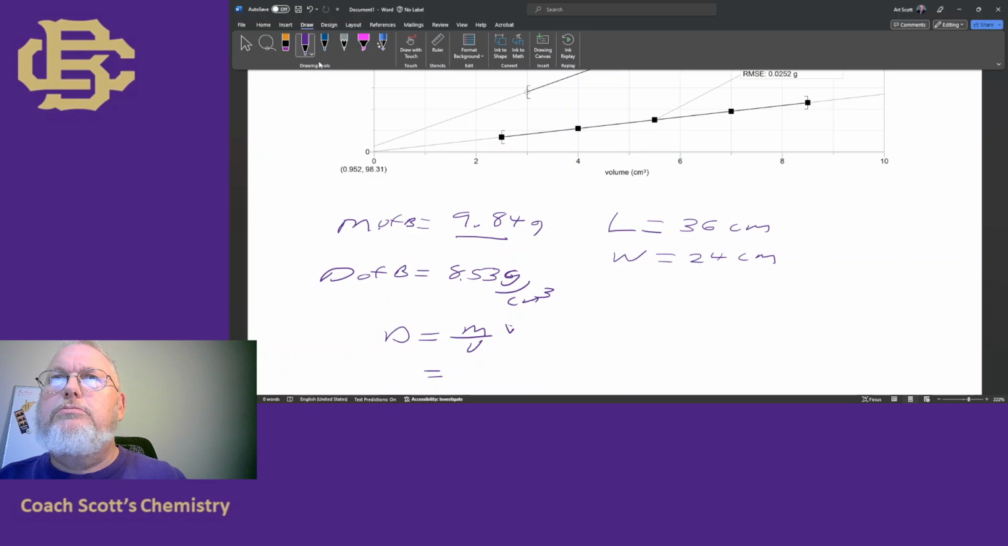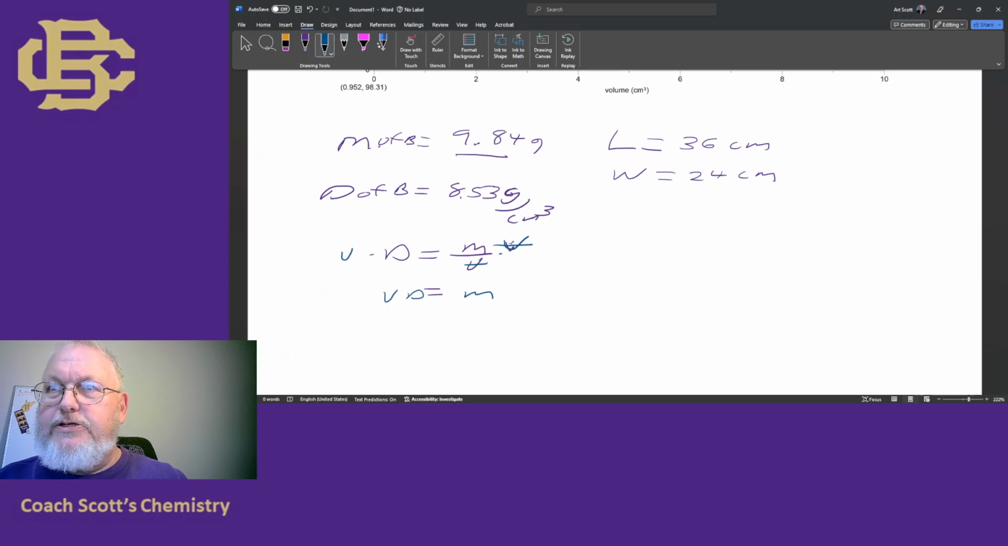First thing I'm going to do is multiply. Let's go to blue. I'm going to first multiply by V, and that'll get that one out of the bottom. That means I got to multiply there. So VD equals M. Well, I want to find volume, so now I've got to divide this side by D, which means I got to divide this side by D. So V equals mass over density.